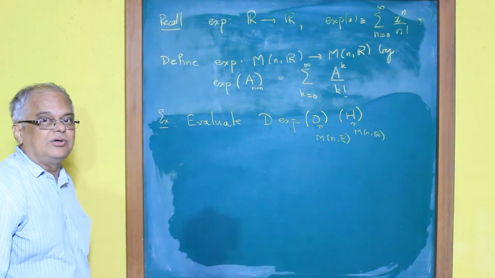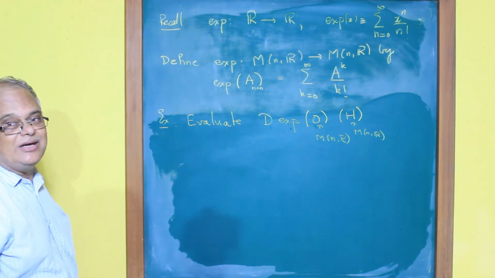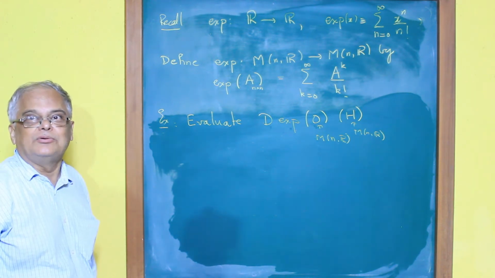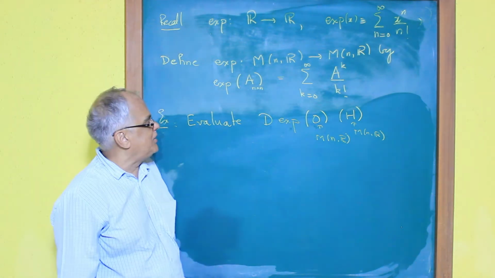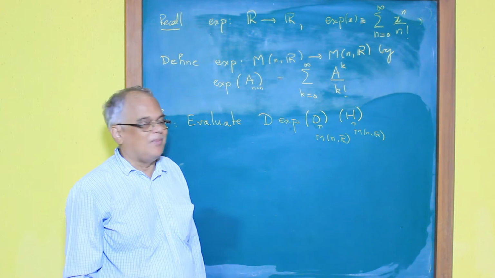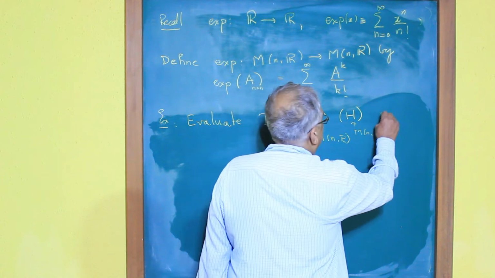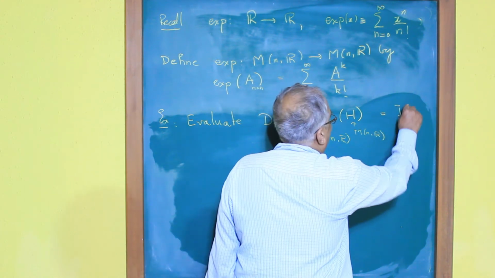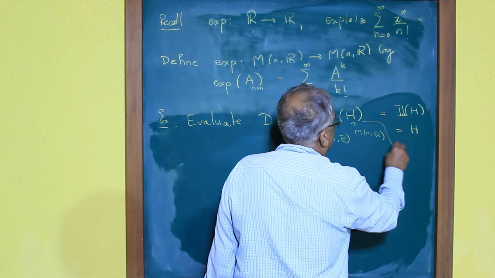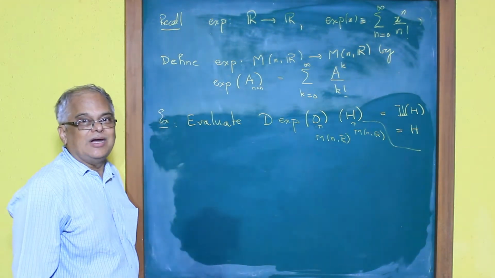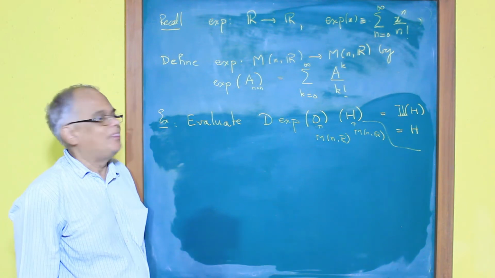And what you should try to convince yourself is that derivative of the exponential at 0. See, what is d/dx of e to the x evaluated at x equal to 0? The derivative is 1. So the derivative you would expect for exponential map at 0 evaluated at h should be the identity map. So this should be equal to the identity acting on h, which is equal to h. Okay? d/dx of e to the x at x equal to 0 is 1. That is what I'm writing down.